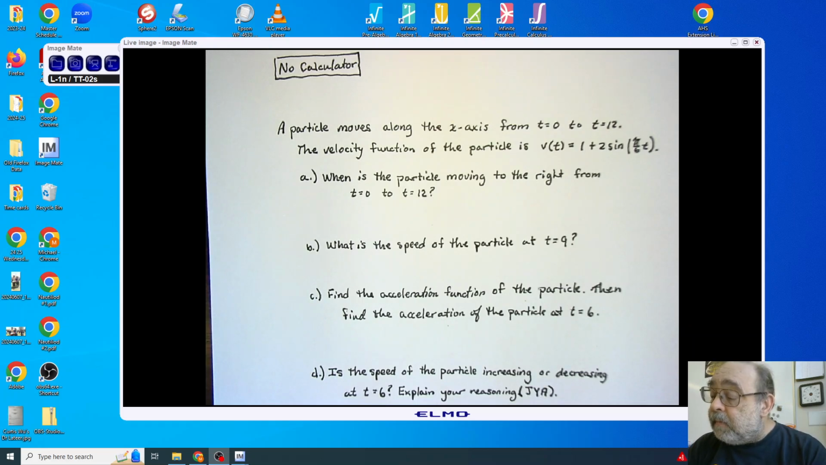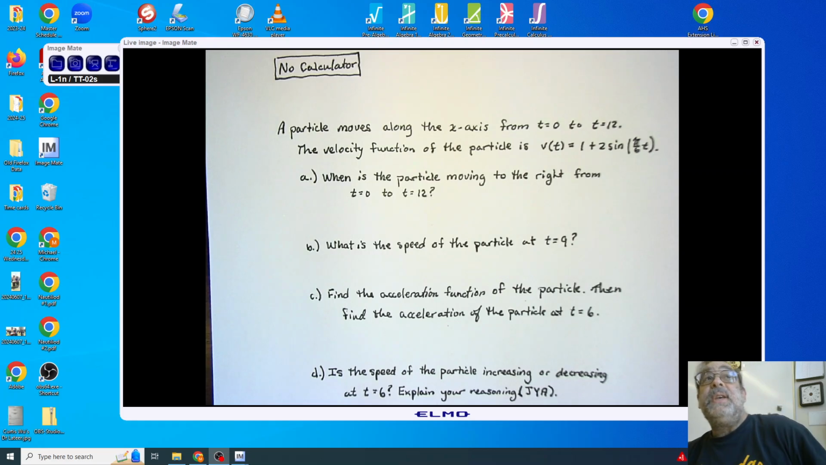When is the particle moving to the right from 0 to 12? What is the speed of the particle at t equals 9? Find the acceleration function of the particle, then find the acceleration of the particle at t equals 6. And is the speed of the particle increasing or decreasing at t equals 6? Explain your reasoning or justify your answer, JYA.